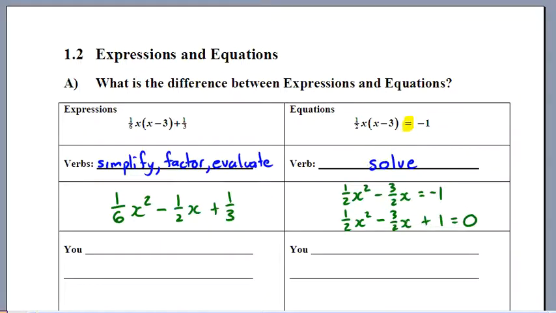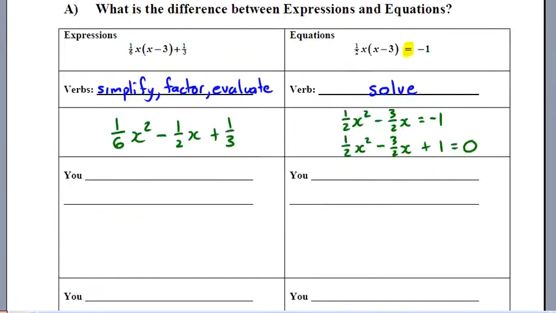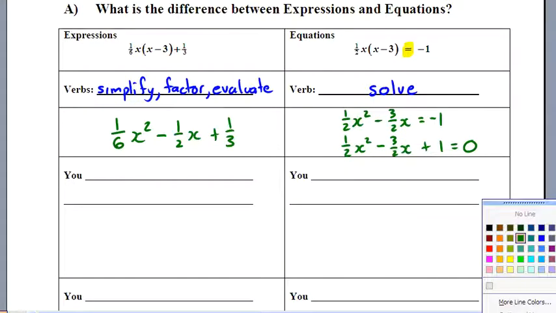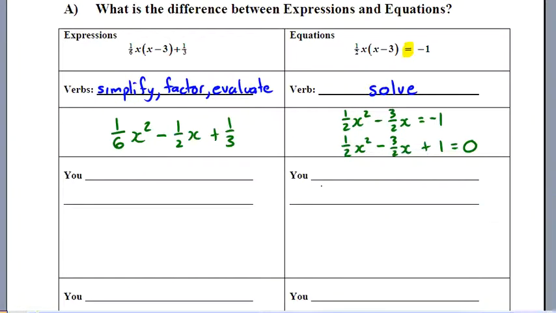Now I'm actually going to stay on this side of the page for just a minute and point out that on an equation, you absolutely can multiply both sides by a constant. That is an okay thing to do, and I might want to do that here to get rid of those fractions. So this is an acceptable thing to do, to multiply both sides by some sort of constant value.